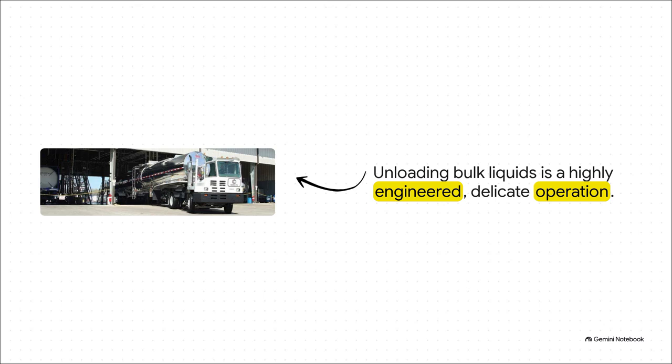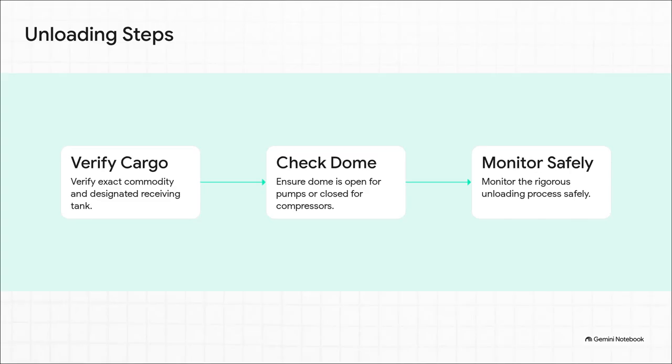But liquid bulk unloading at a chemical plant is a highly engineered, rigid, and surprisingly delicate operation. These steps are strictly non-negotiable. Unloading takes specific hoses, specific fittings, and totally specific atmospheric conditions. For instance, if you're using a pump to suck the product out, the driver has to ensure the top dome of the trailer is completely open to let air in.